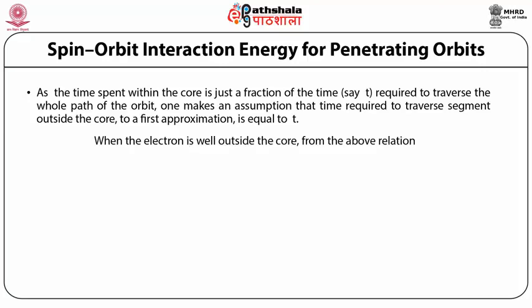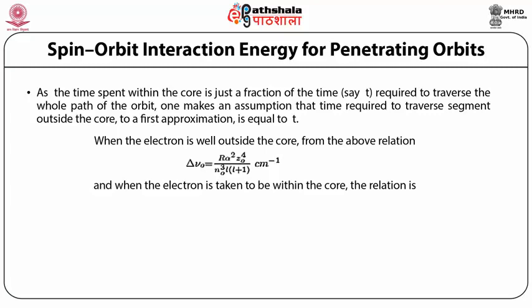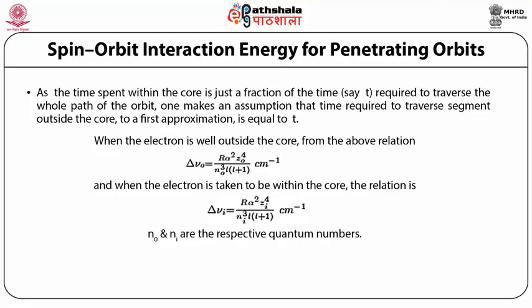When the electron is well outside the core, from the above relation, delta nu naught is equal to R alpha square Z naught 4 upon n naught cube L into L plus 1. And when the electron is taken to be within the core, the relation is delta nu i is equal to R alpha square Zi raised to the power 4 upon ni cube L into L plus 1. N naught and ni are the respective quantum numbers.